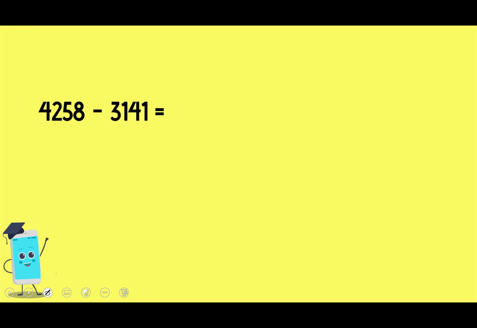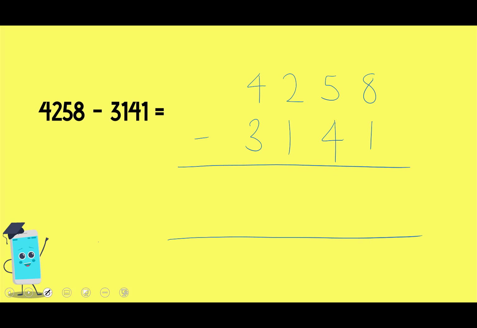So here I have 4,258 take away 3,141, and we are going to subtract these using our formal written method. So I'm going to first make sure that I write the digits out in columns, and I'm going to add the place value headings so we can see that all of our digits are clearly lined up in separate columns. And then I'm going to start from my smallest value, which is the ones, and I'm going to start with the number at the top, and I'm going to subtract the number underneath it.